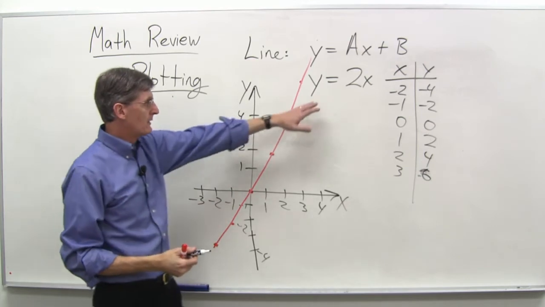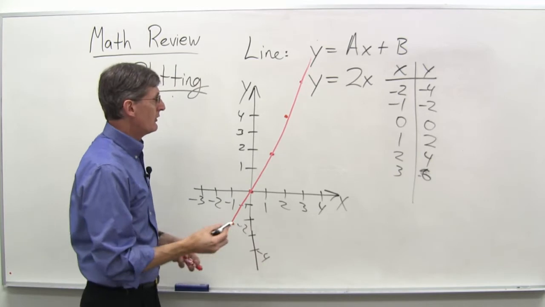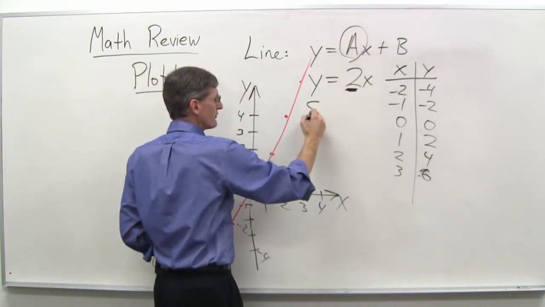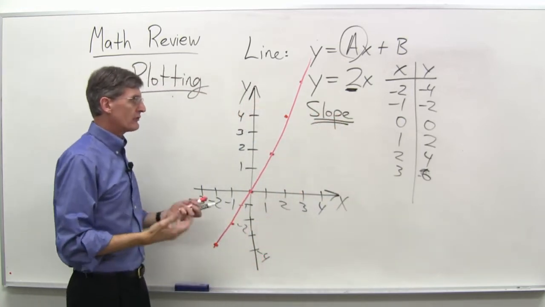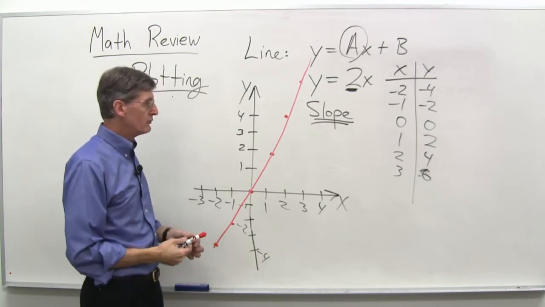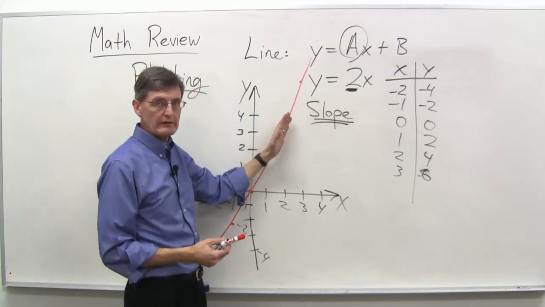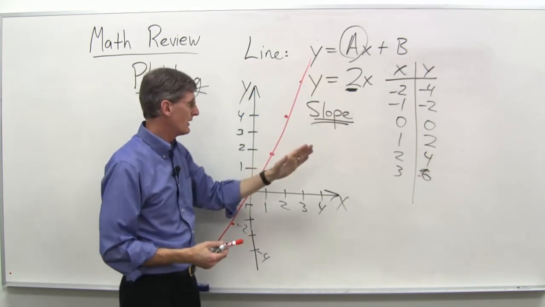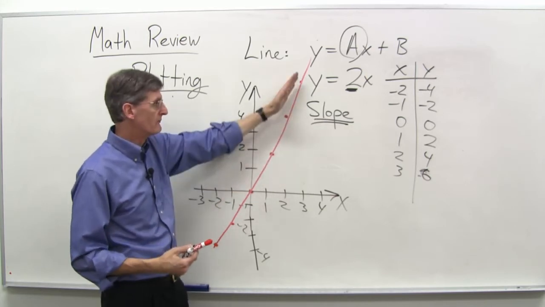This is a line, 2 times x. And again, if you dredge your mathematical memory, if it's been a while, you may remember this number right here. In other words, a is the slope of the line, the slope. And this is something that will be important for us to remember. It's not crucially important, but it's useful information in that this number tells us how steep the line is. The bigger this number in front there, the a value, or 2 in this case, it tells us it's a slope of 2. It has a steepness in the sense of 2.